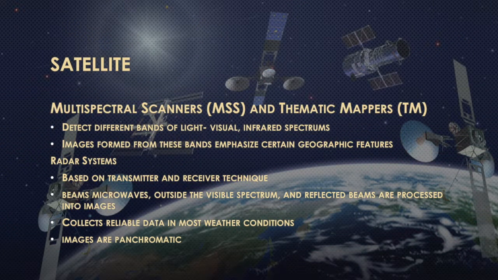So satellites contain multispectral scanners and thematic mappers. These scanners detect different bands of light in the visual and infrared spectrums. Images are formed from these bands that emphasize certain geographic features. They can also contain active radar systems. These are based on a transmitter and receiver technique. They beam microwaves, which are outside of the visual spectrum, onto the Earth's surface, and then reflected beams are then processed into images. This collects reliable data in most weather conditions, including at night.